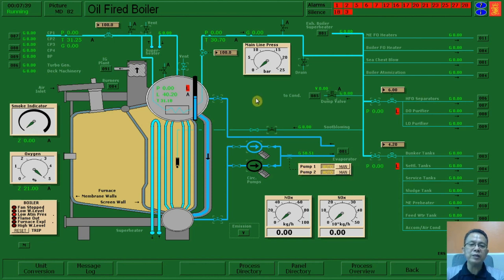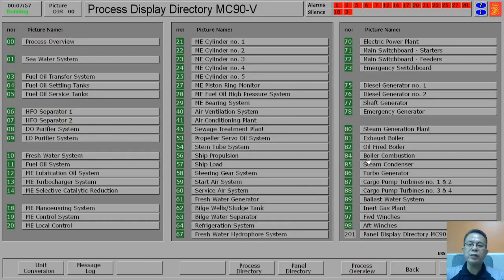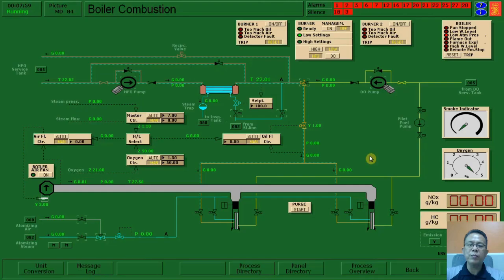Now the preparation is a little bit okay. The circulation of the water is going through. We are now going to start our furnace. So we will proceed with number 84, boiler combustion. In here in the boiler combustion, we are going to start the furnace and it needs fuel. So we will prepare the source of the fuel.